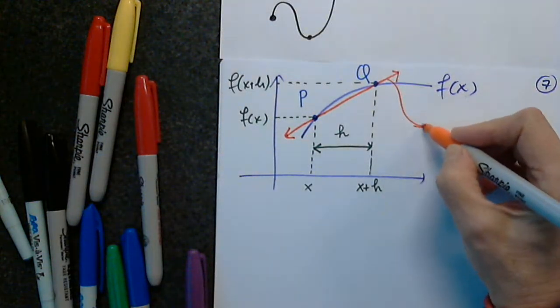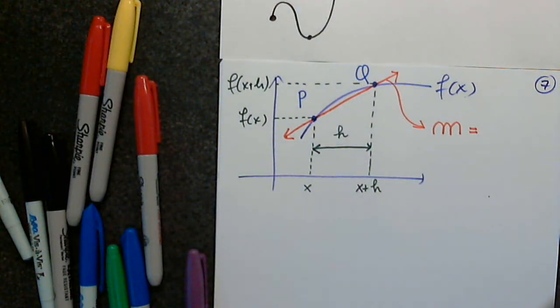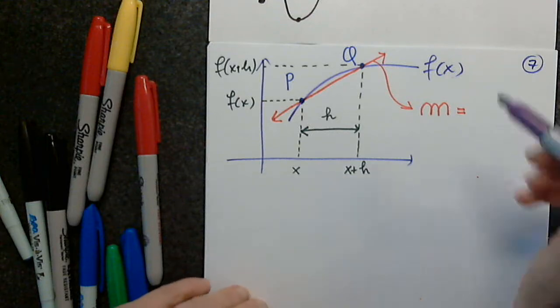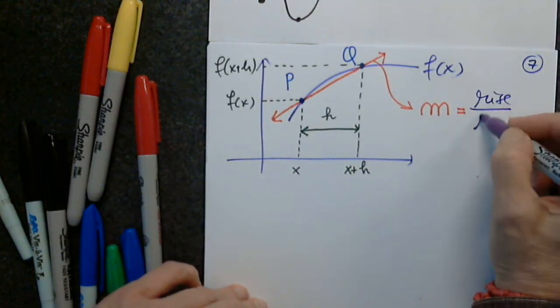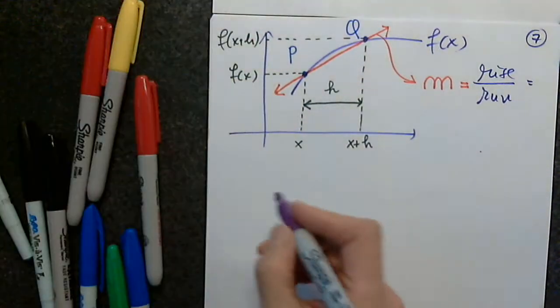And I want you to refresh our memory on how to determine the slope or the steepness of this line. Can anyone remind us how to determine the slope or the steepness of a line? It is rise over run, which means difference in y's over difference in x. So can anyone dictate?